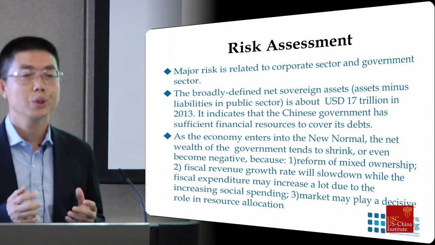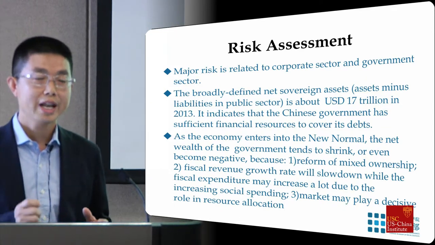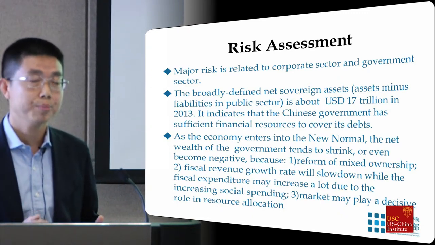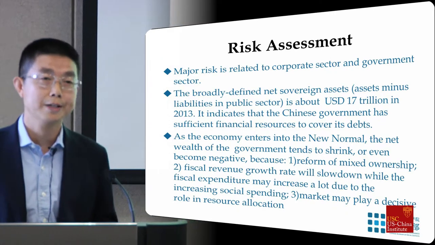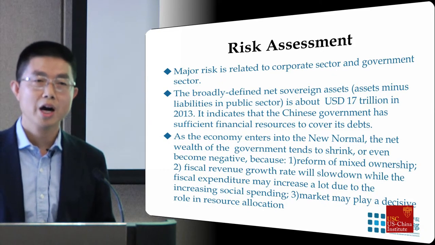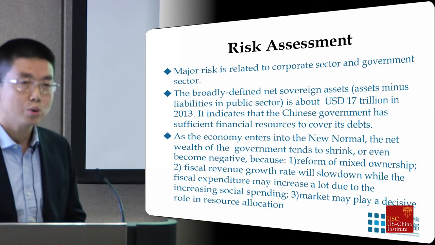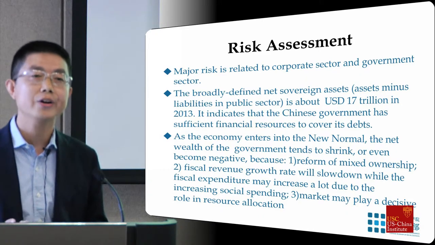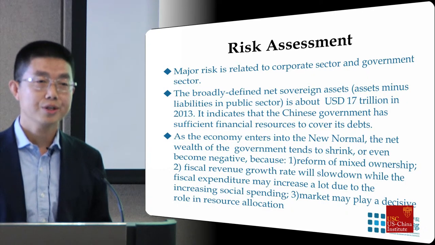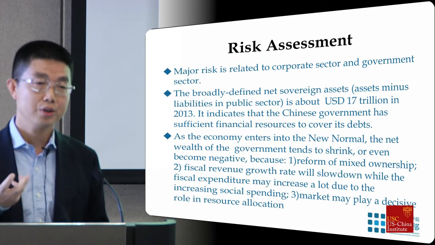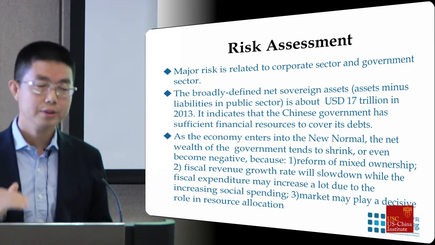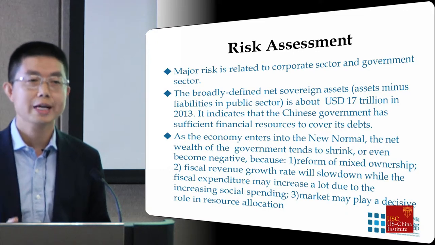China's corporate sector leverage ratio is very high. That's a real problem in China, not just the local government debt ratio. The corporate leverage ratio is now about 124%, something like that. It's much higher than the threshold leverage ratio in OECD countries, which is just about 90%. That's very dangerous, much higher than that threshold.